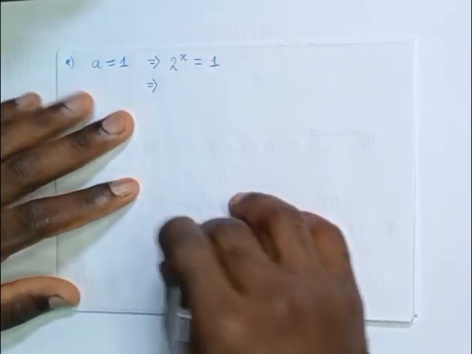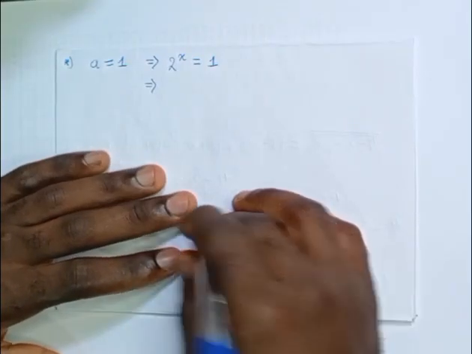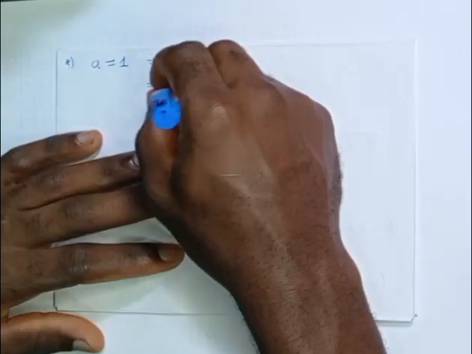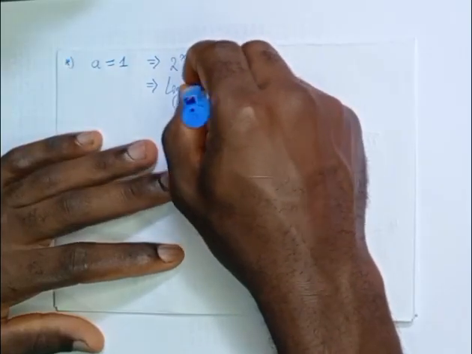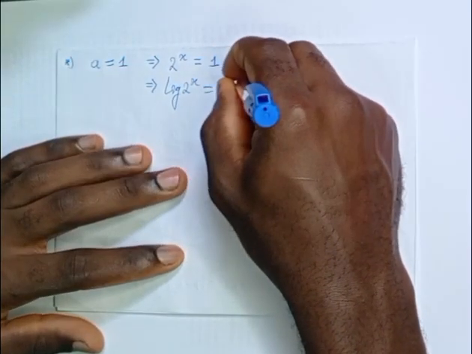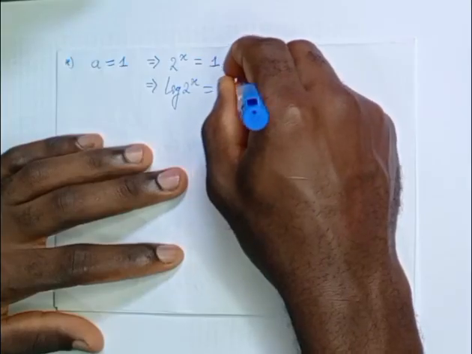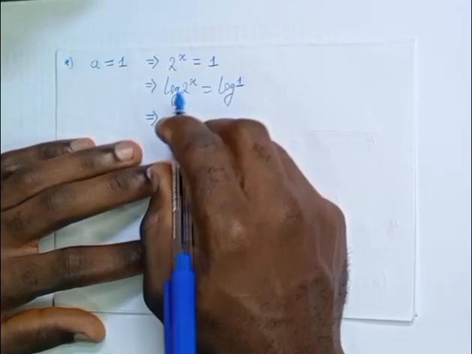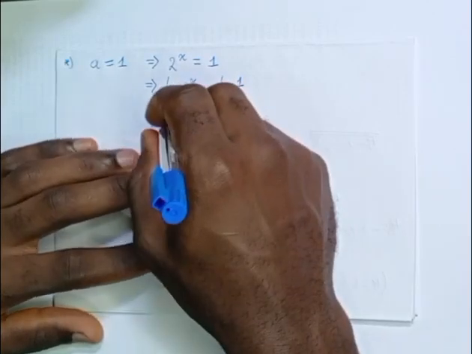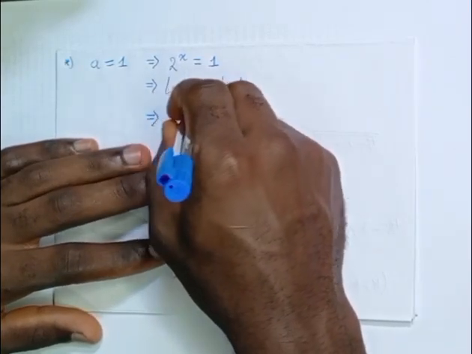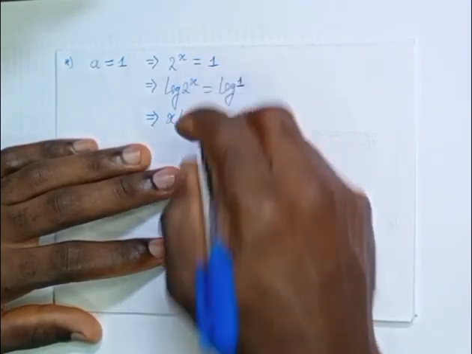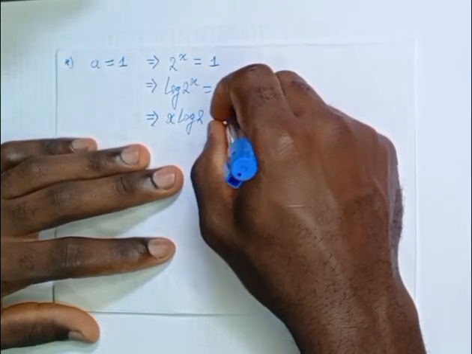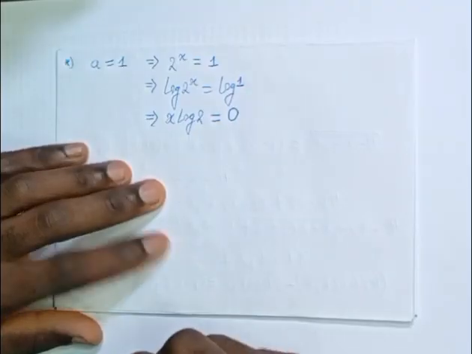Then, if we take log to the base 10 at the left hand side and at the right hand side, this will give us log 2 raised to the power x is equal to log 1. This will imply that log 2 raised to the power x, applying the law of power, gives us x log 2 is equal to log 1. The log of 1 is equal to 0.